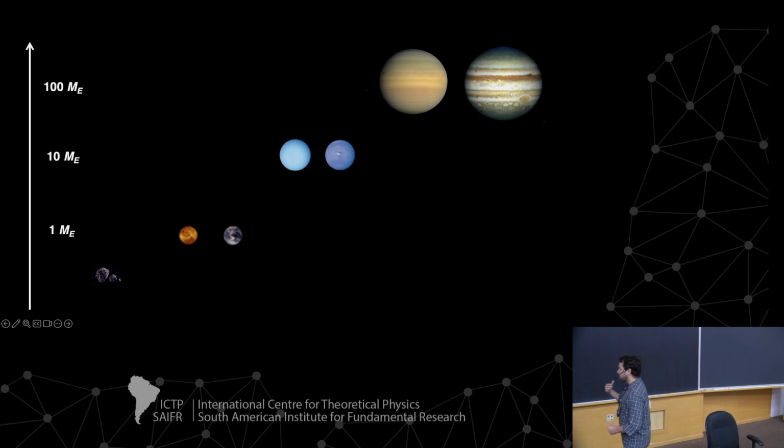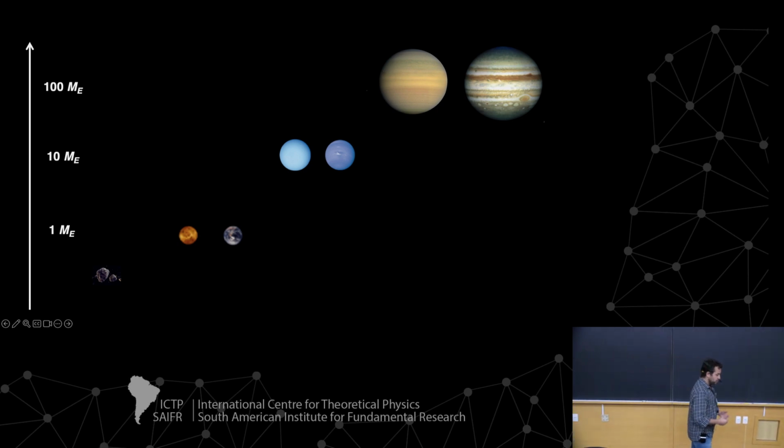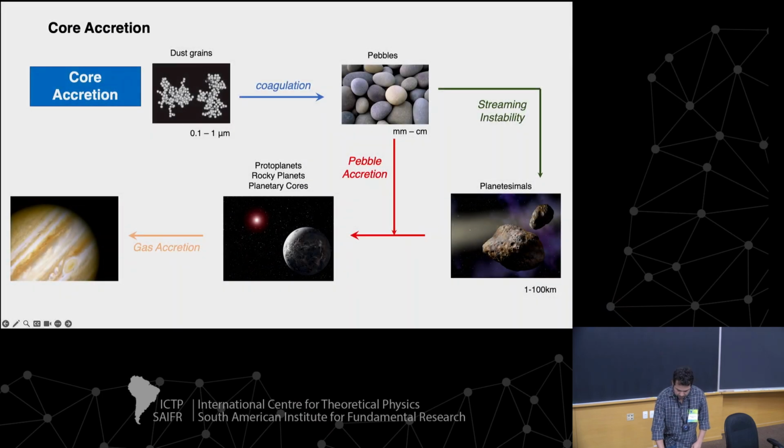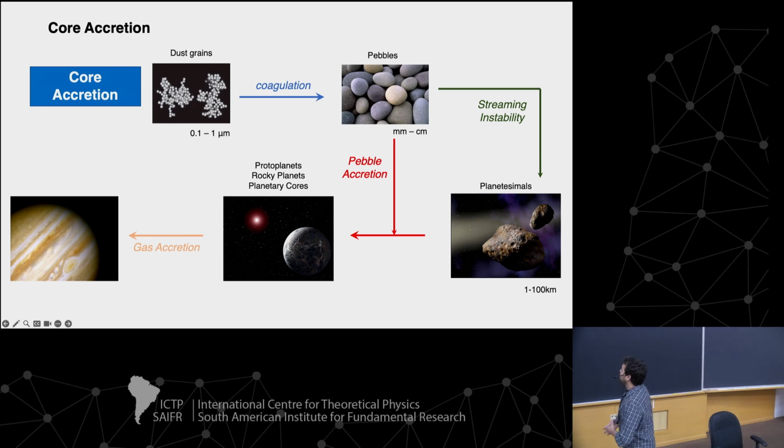Planet formation is a process that goes through 40 orders of magnitude in mass. You start from very, very tiny grains, and then you build objects like Jupiter and brown dwarfs. So how does this happen? How do you grow so fast and so many orders of magnitude in mass? The process is sketched here, more or less, and we're going to go through the details of what I mean by each of these steps along the way.